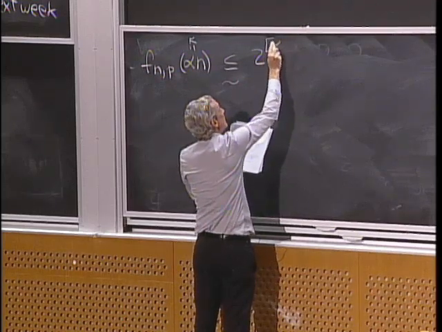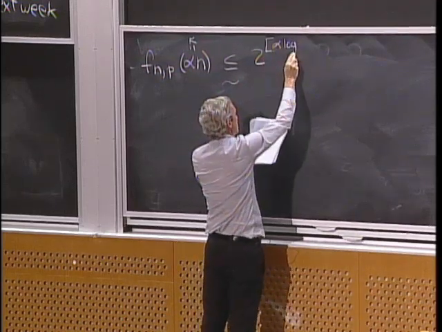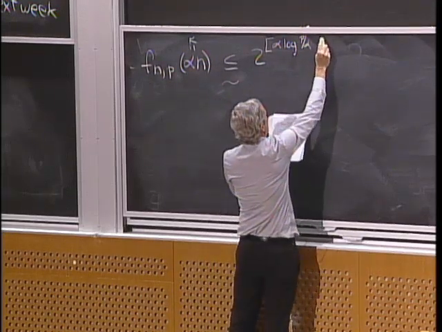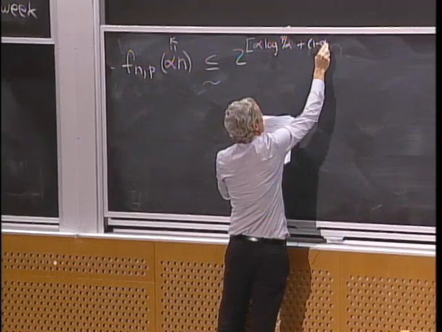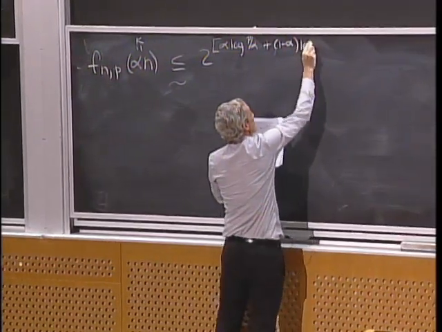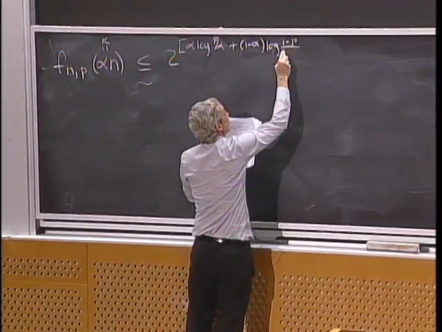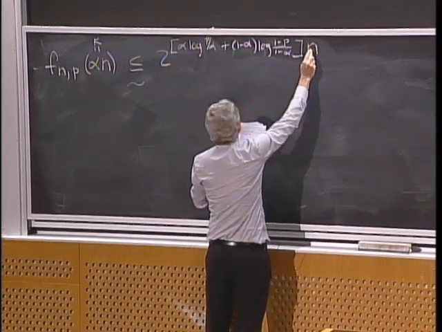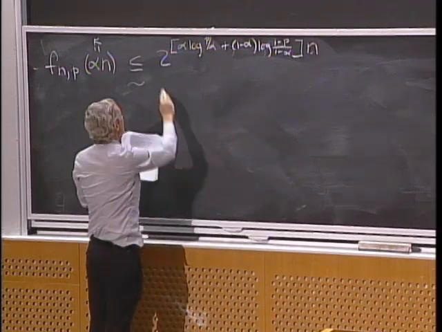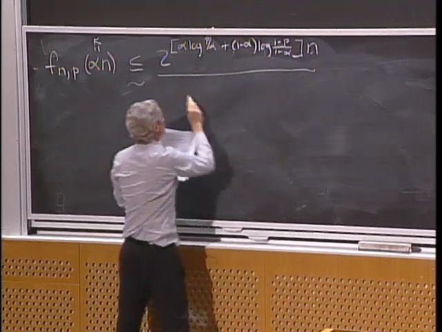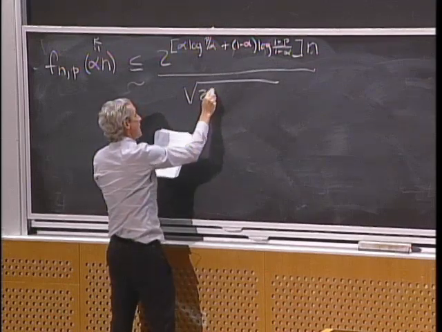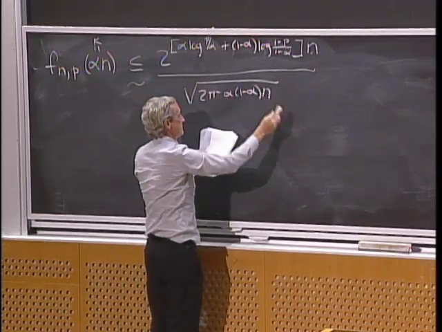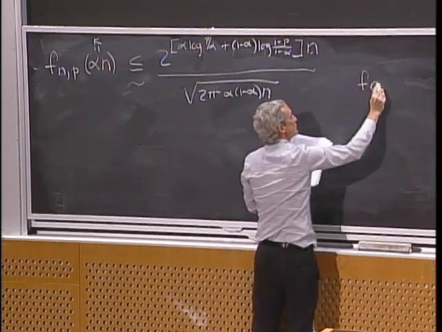2 to the alpha log p over alpha plus 1 minus alpha log 1 minus p over 1 minus alpha, times n, that's a big number, it's 100, over square root 2 pi alpha 1 minus alpha n. And of course, alpha is between 0 and 1.